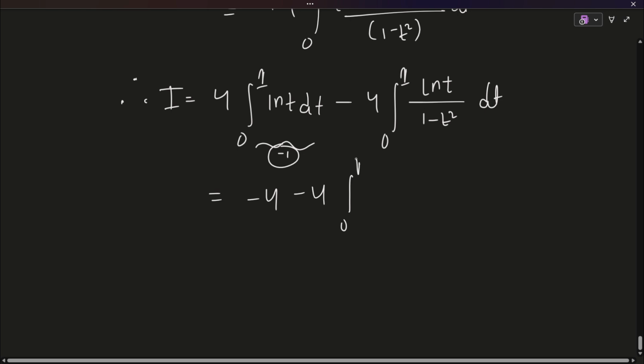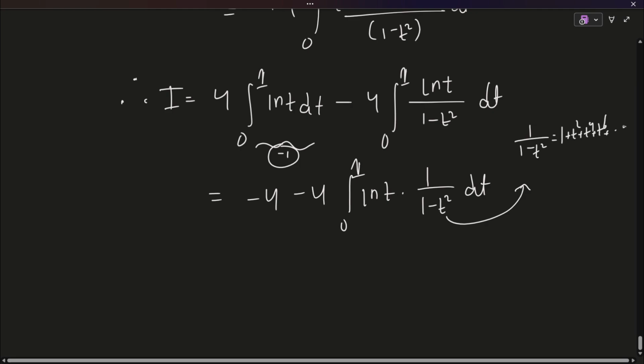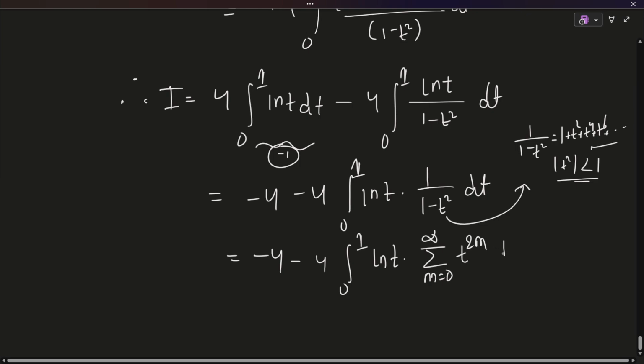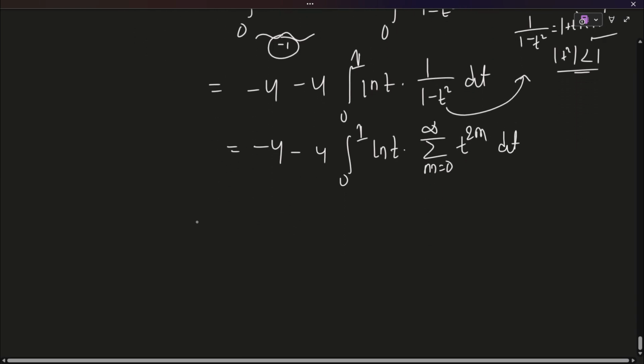What I'm going to do is this: the integral from 0 to 1 of ln of t into 1 by 1 minus t square dt. And this 1 by 1 minus t square is nothing but the infinite geometric expansion of 1 plus t square plus t to the power 4 plus t to the power 6 and so on, because mod of t square is less than 1 and this is valid. So minus 4 times the integral from 0 to 1 of ln of t into summation m equals 0 to infinity t to the power 2m dt. Makes sense?